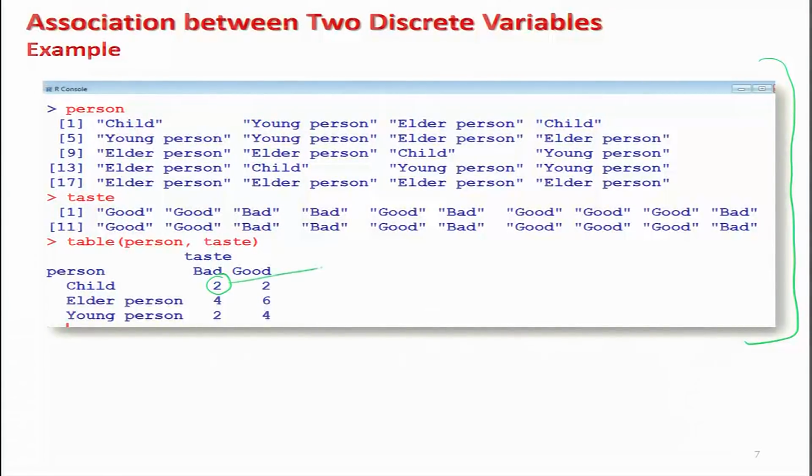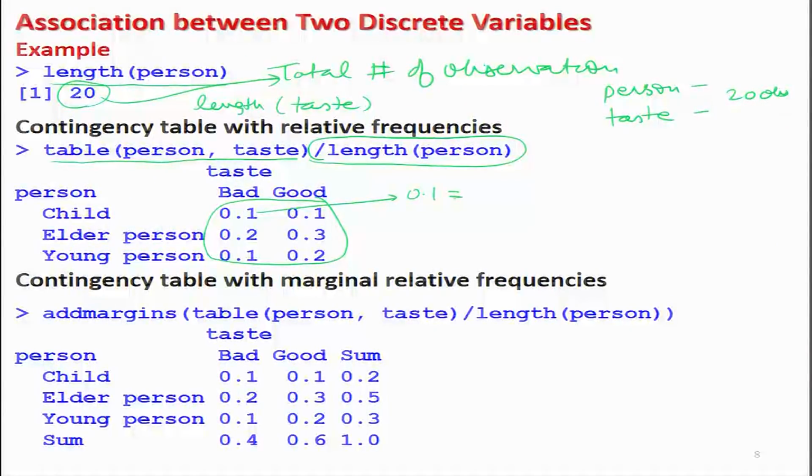Now this 2 is divided by the total number of observations, which is 20, and this will be equal to 1 upon 10, which is equal to 0.1, and this is the same value. So, this is nothing but your Nij upon n, which is equal to 2 upon 20, which is equal to 0.1.